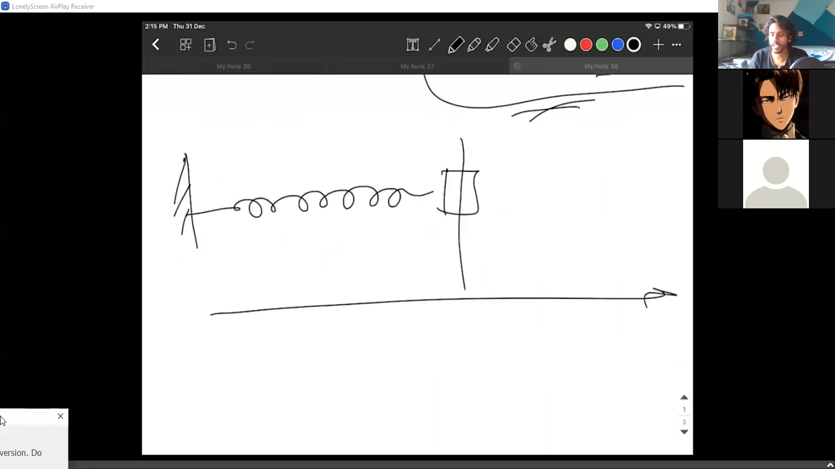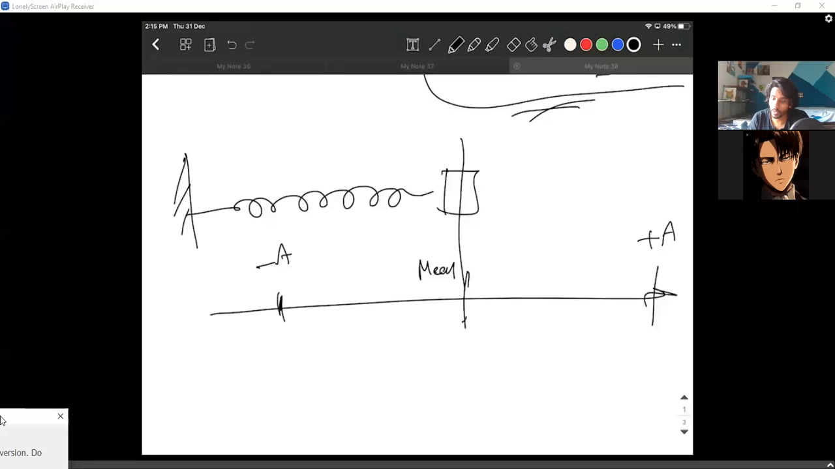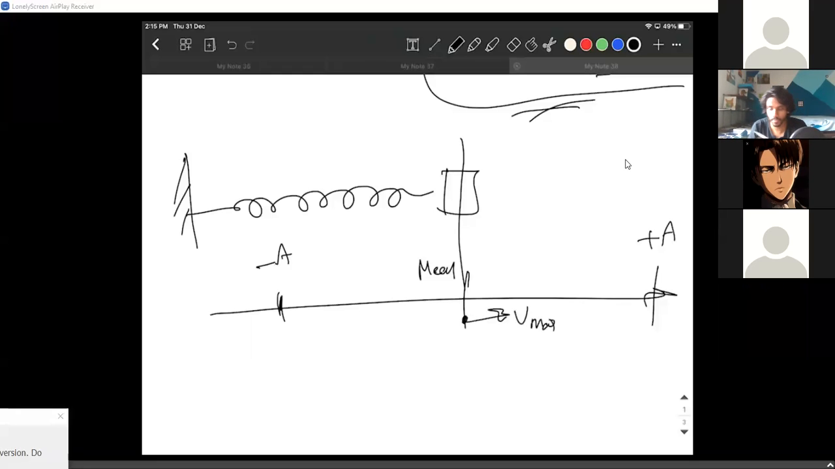The block is oscillating. This is the main position. This is minus A. This is plus A. Everything is in place. We all know that at this point, Aniket has a doubt. Aniket, what is it? We can just use the normal equations, right, sir?